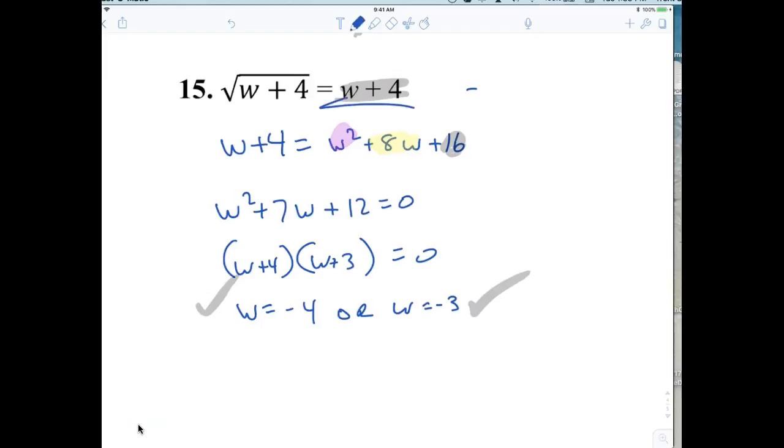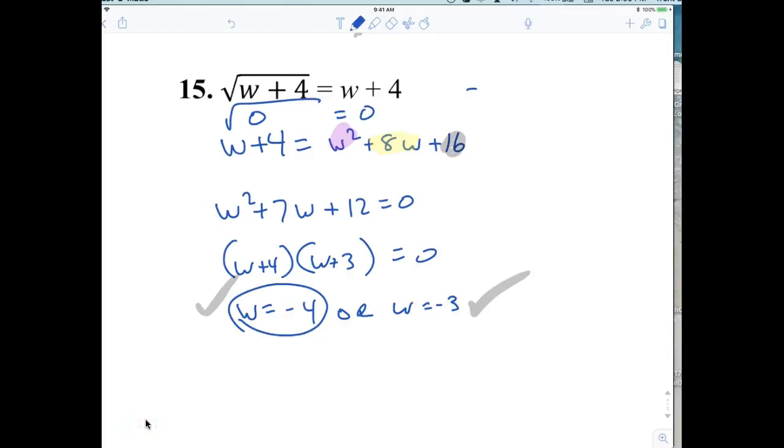Right, everybody's looking up here. Look at the original. If I let W equal negative 4, the square root of 0, does that equal 0? Do you agree with that or not? Come on now. Is W negative 4, yes or no? So plug negative 4 in. What is negative 4 plus 4? Right? And then I'm going to plug in negative 3. And if that works, you're in good shape. Makes sense now, right? Okay, so let's take a look at 6.